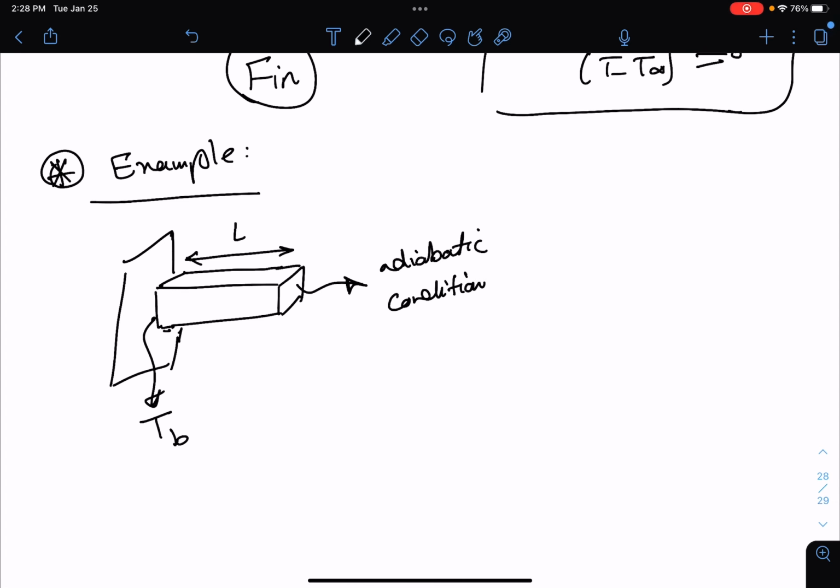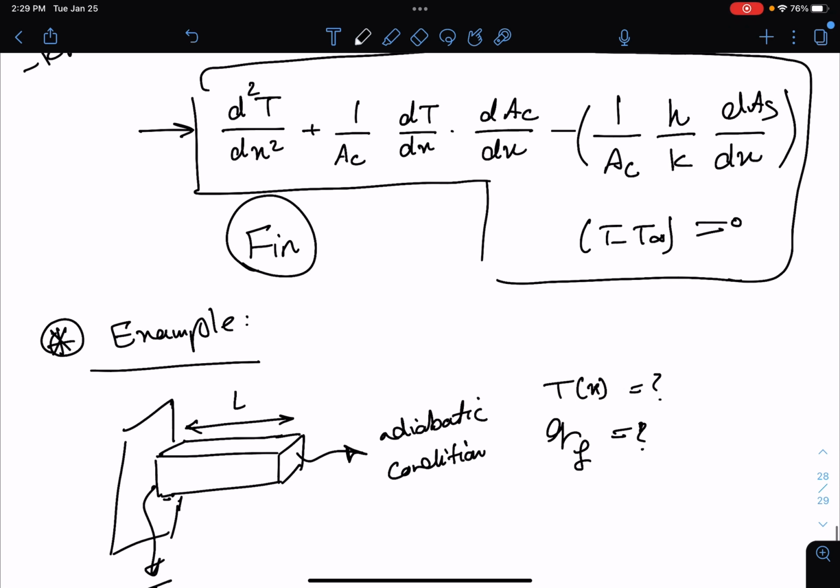We are asked to find the temperature distribution over the fin, T of x, and the heat rate of the fin. Of course, you want to start from the governing equation, right? How can we simplify this governing equation? Changing area is 0, right? Because it's a uniform cross section. So this second part goes to 0 for this specific problem.